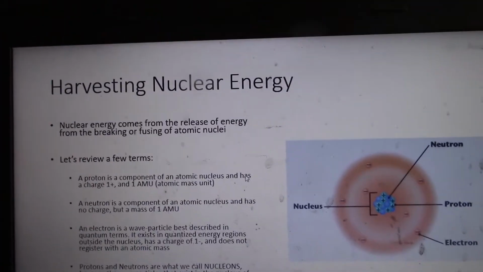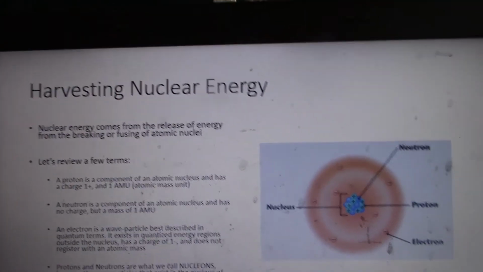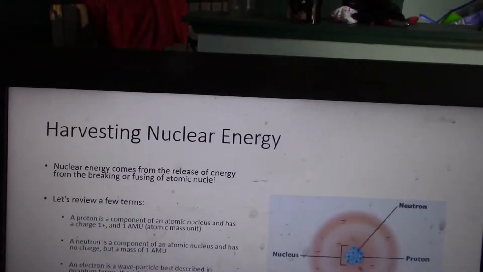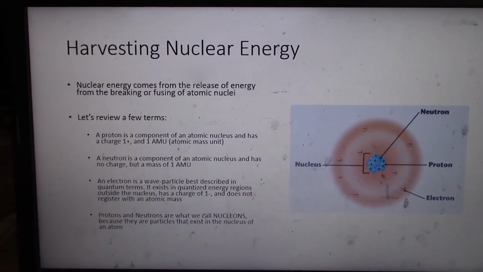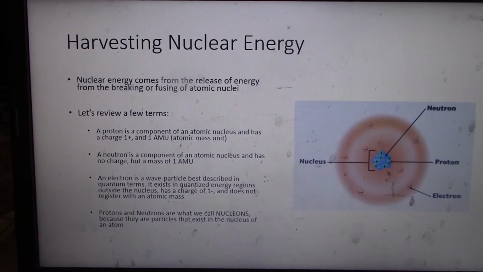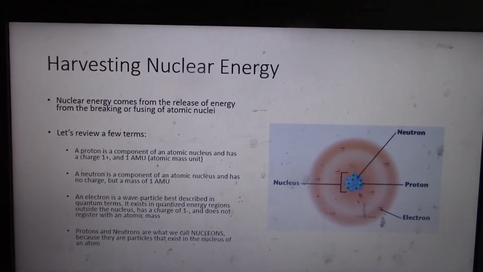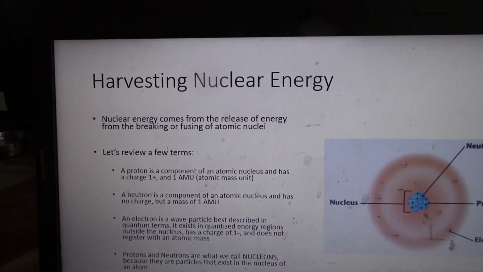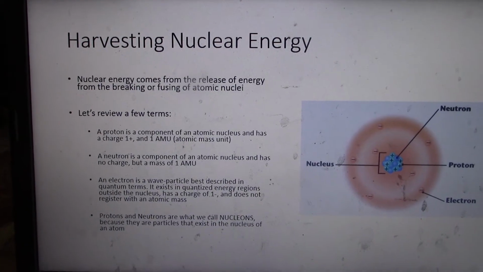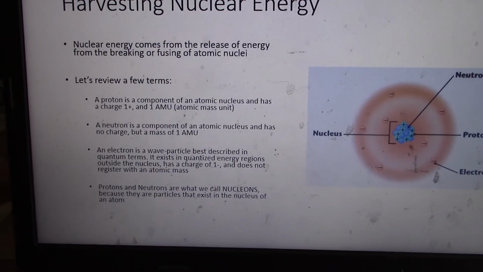So I'm going to shift gears here. Again, we're going to look at energy creation. We're going to talk about harvesting nuclear energy. I'm going to talk about alpha and beta decay. And I'm also going to talk about E equals mc squared, so energy having mass equivalency.